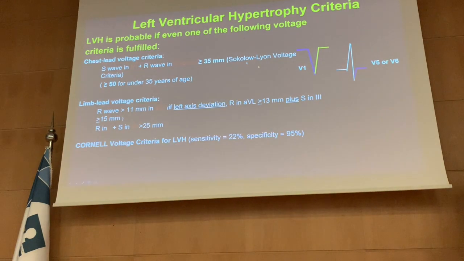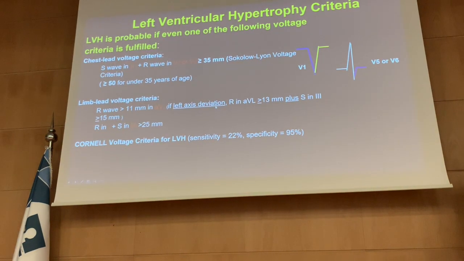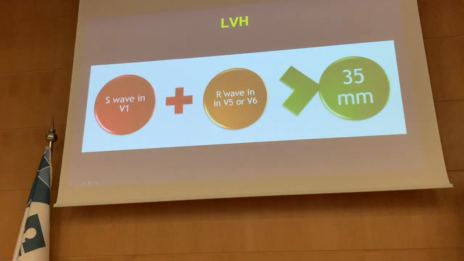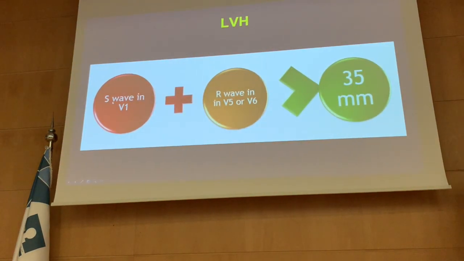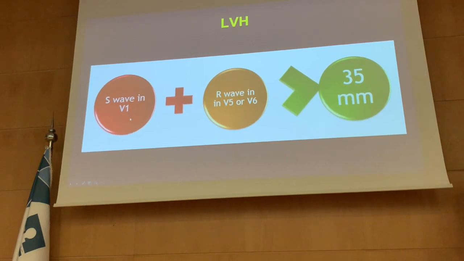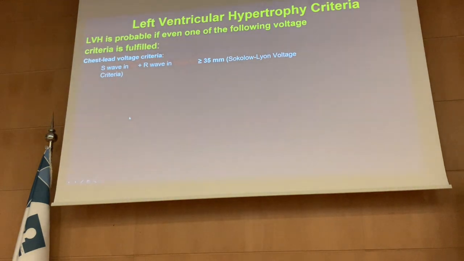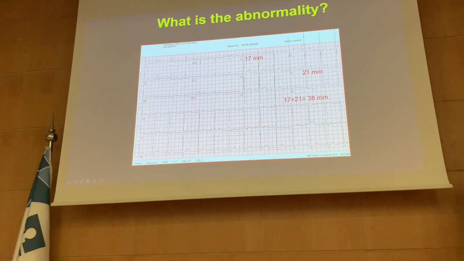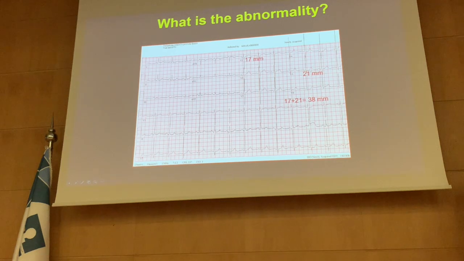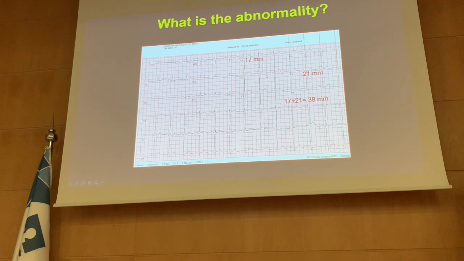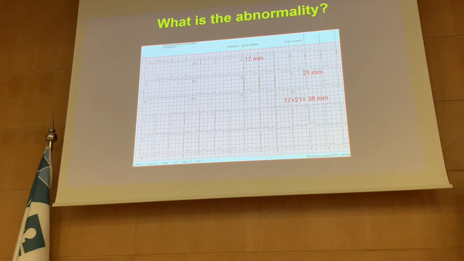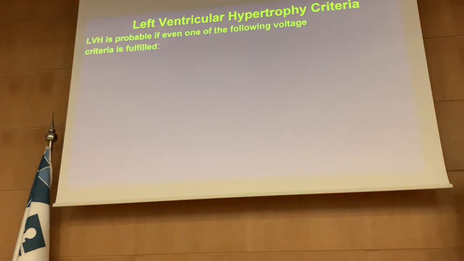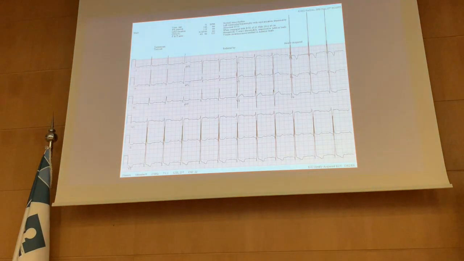So you only go for the Sokolow criteria. Other criteria you can read at home, no problem, for your interest. And this is the Sokolow criteria, it's very easy. S wave in V1, remember S wave, not R wave in V1. Can I repeat it? S wave in V1, R wave in V5, V6, it will be more than 35 millimeters. If you see this in the exam, you can easily say this patient has left ventricular hypertrophy. And other criteria, just ignore them.